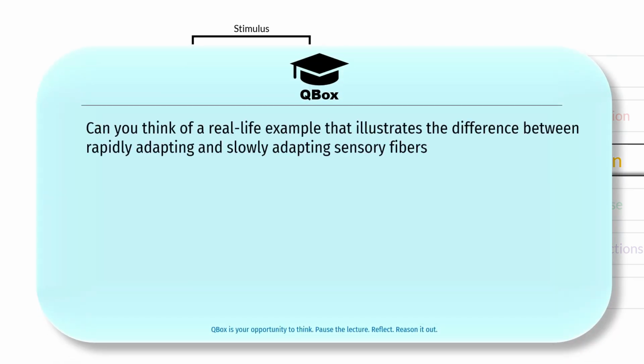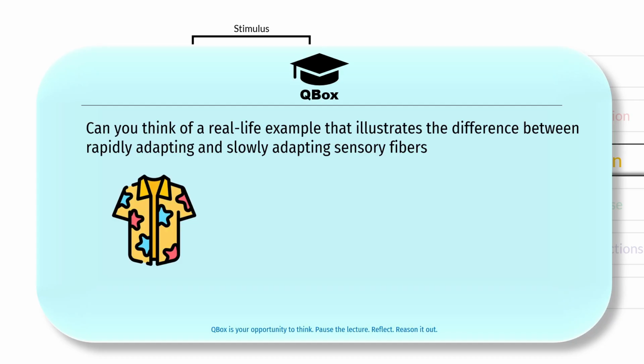Can you think of a real-life example that illustrates the difference between rapidly adapting and slowly adapting sensory fibers? The moment you put on a shirt, you feel it briefly, but then the sensation fades even though the shirt stays on. That's rapid adaptation. When you're holding a pencil, you constantly sense its shape and pressure. That's slow adaptation.